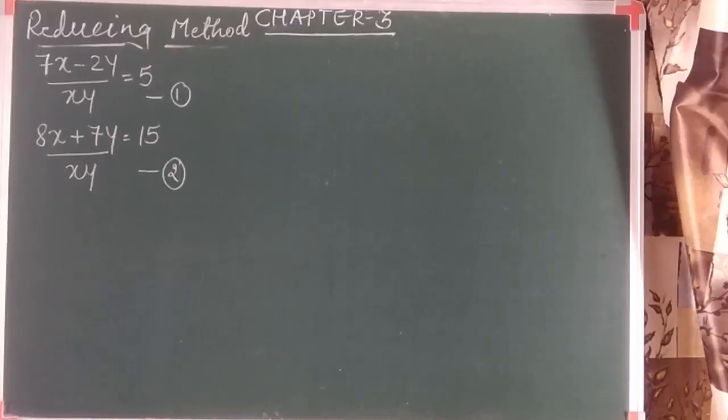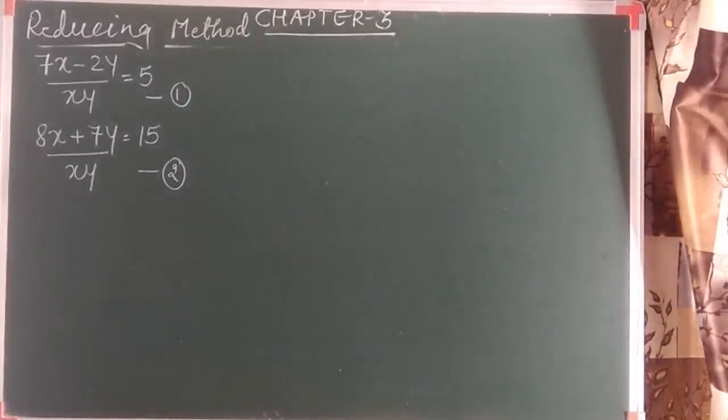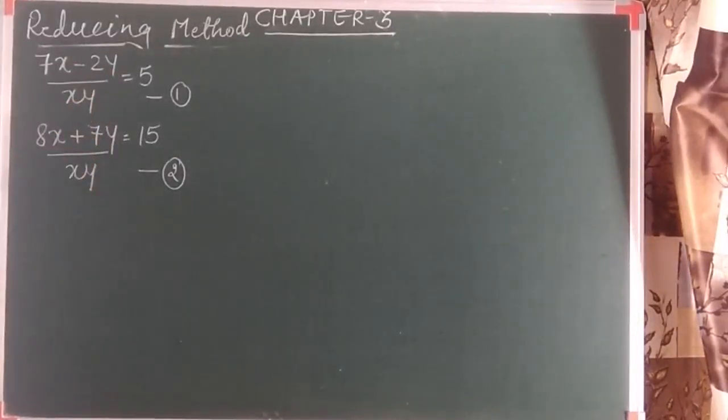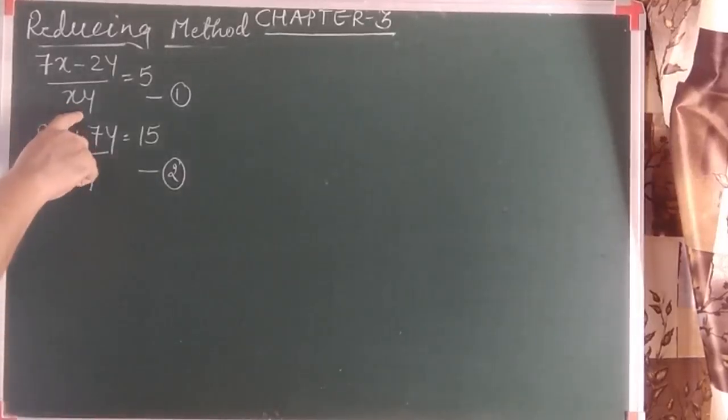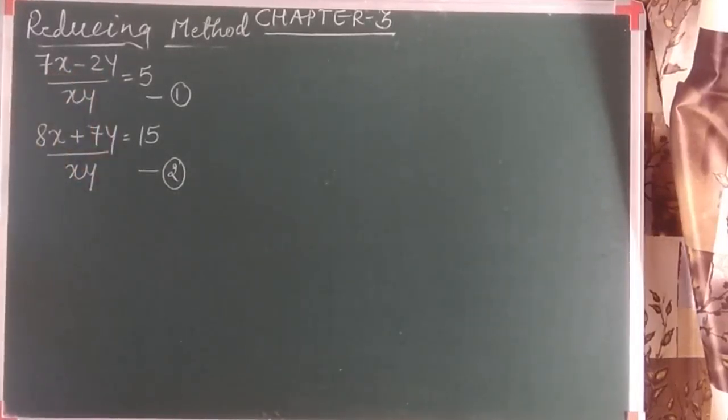Let us continue with one more example of this reducing method. So this question, you can see, is a little bit different from the previous two. Here we have the variable in the numerator as well as in the denominator. So there are two ways you can solve this sum. Either you can divide by this variable in the numerator individually, and if we do that, we will obtain x and y in the denominator. If we do not want to do that, there is another way to solve this.